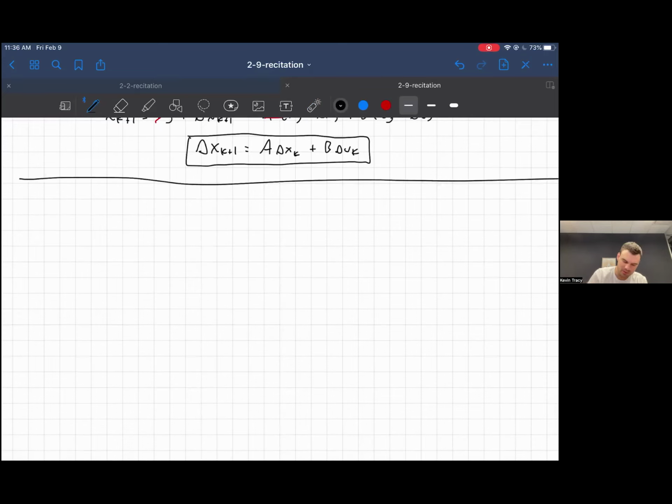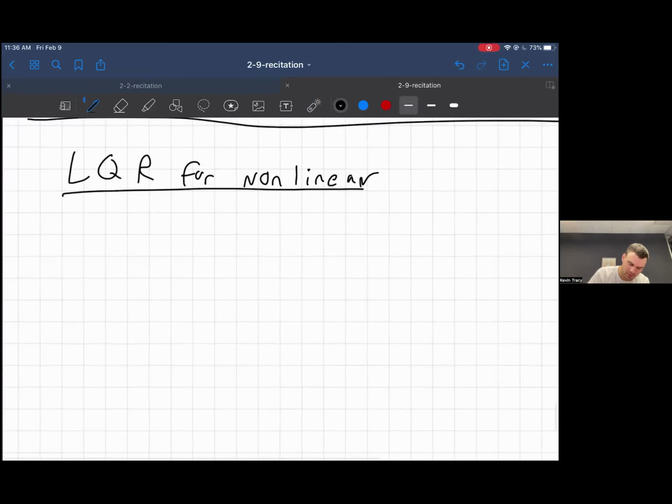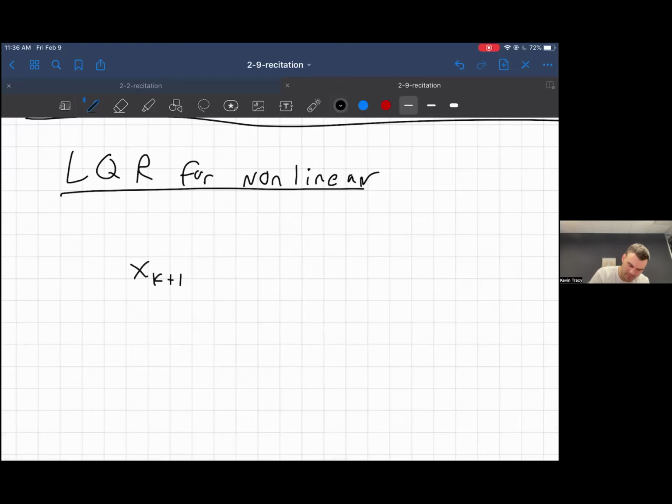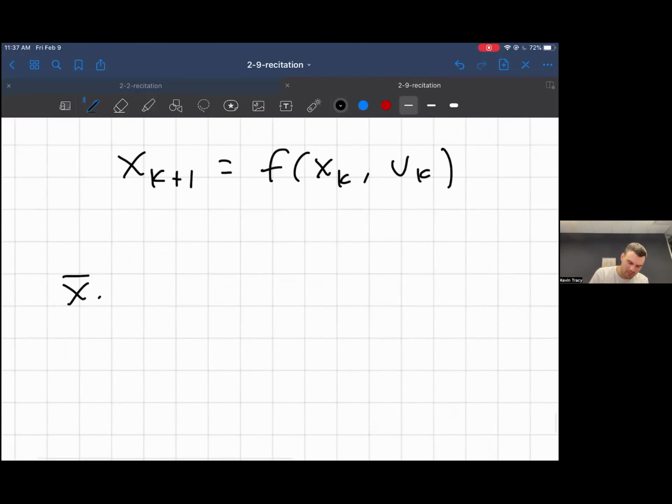And this is going to bring us to LQR for nonlinear. So let's go over our general nonlinear system: x_{k+1} equals f(x_k, u_k). This is just a general nonlinear system. And now let's linearize about something. So say I have some equilibrium point I want to drive this nonlinear system to. At first, we'll just talk about it as a static point, a general individual x bar, u bar I'm looking to reach.